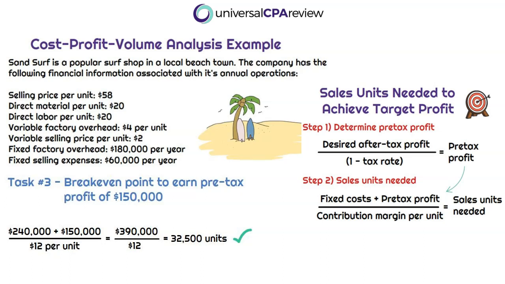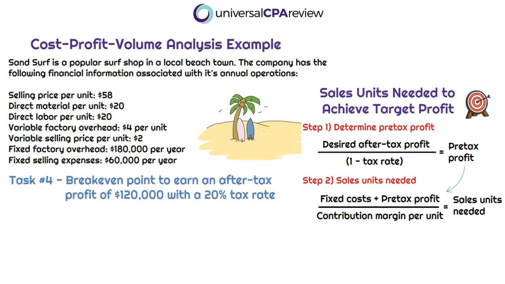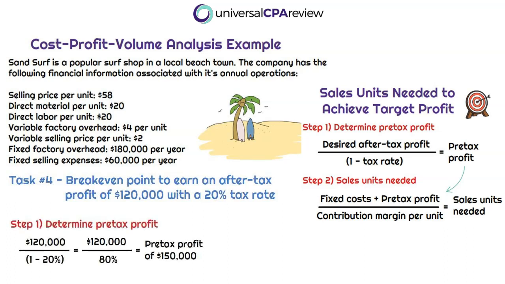We don't know, but there is how we solve task number 3. So let's take it one step further and go to task number 4, which is where we have to calculate the break-even point to earn an after-tax profit of $120,000 with a 20% tax rate. So our first step is to determine the pre-tax profit.